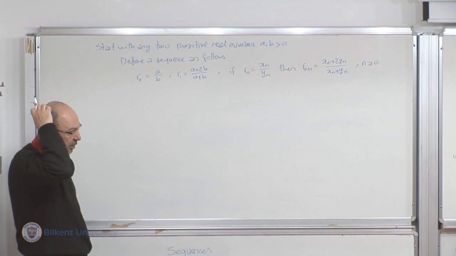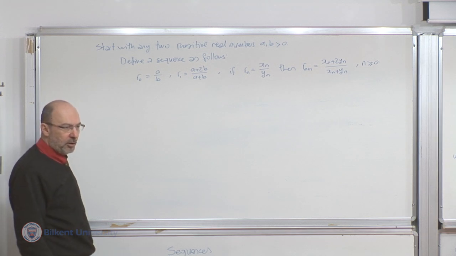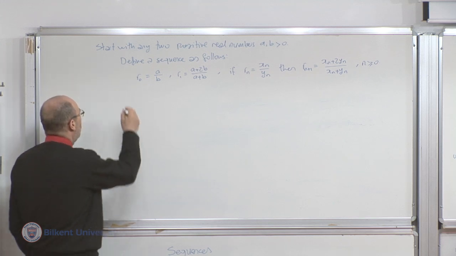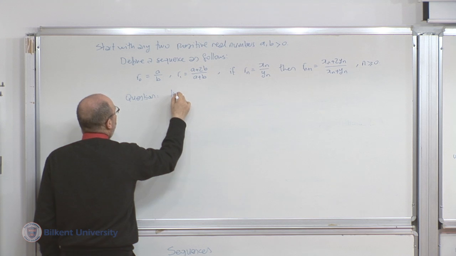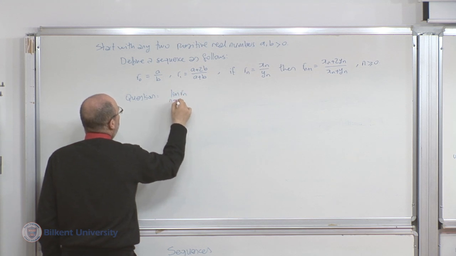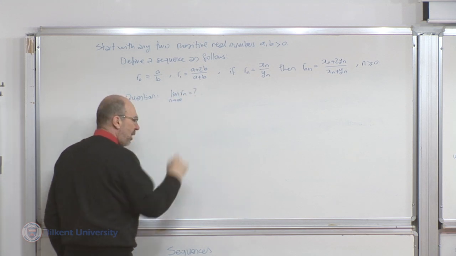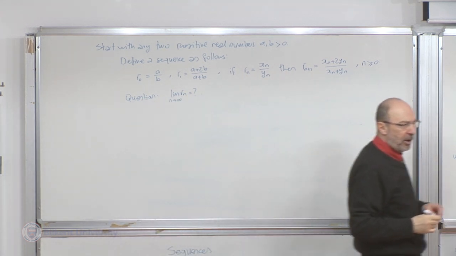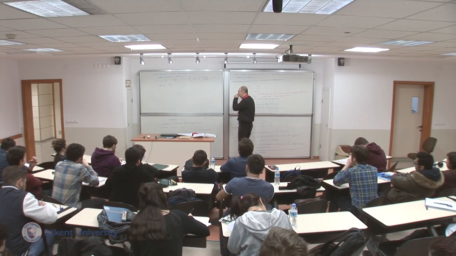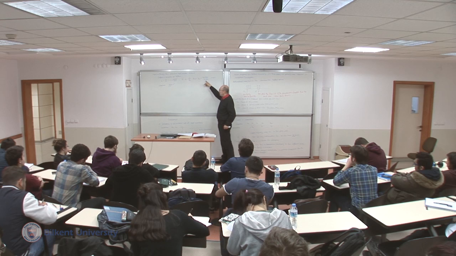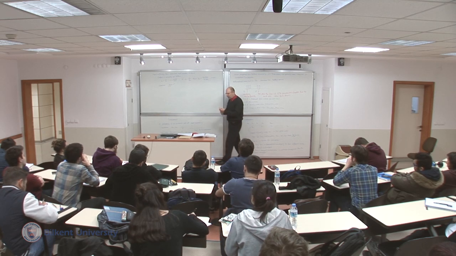So the question is, does the sequence converge? And if so, where? The limit of Rn as n goes to infinity is what? When you say it is what, you are also asking if it exists. So does the limit exist? If it doesn't exist, we are done. If it exists, then what is the limit? From here we can immediately find the limit if it exists.